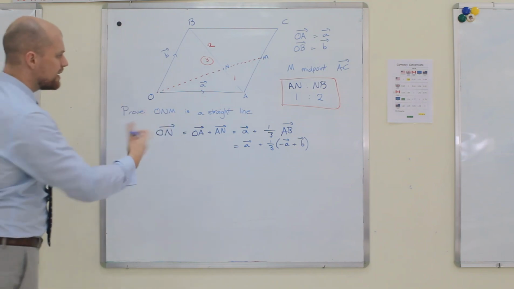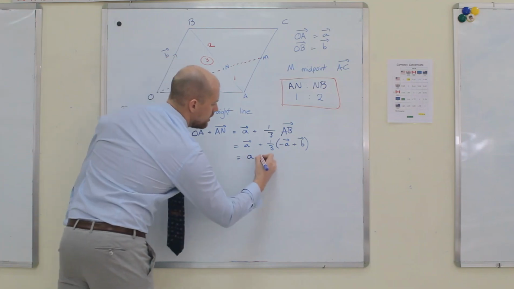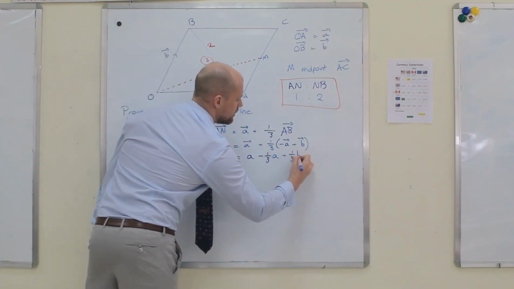So all I now need to do is expand the brackets and rearrange. I get A minus 1/3 A plus 1/3 B.